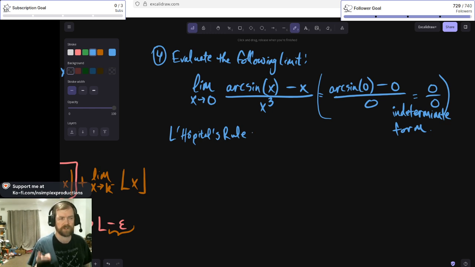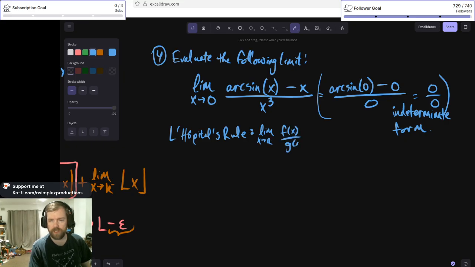Since it is an indeterminate form, we'll use L'Hopital's rule, which states that the limit is going to be the same for a function divided by another function, or that function's derivative divided by the other function's derivative. So the limit as x goes to a of f of x over g of x is going to be the same as the limit as x goes to a of f prime at x over g prime at x.